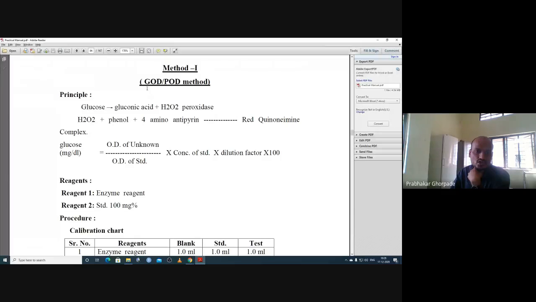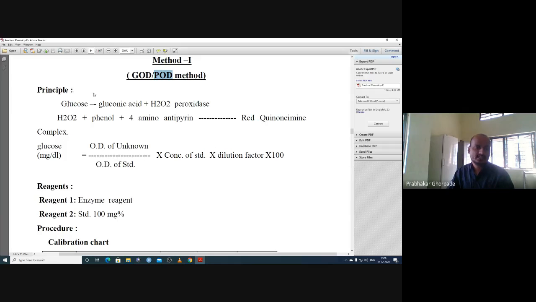This is the GOD-POD method. Ideally it should be pronounced GOD POD method, that is, the glucose oxidase peroxidase method. GOD stands for glucose oxidase and POD stands for peroxidase. Let's see where it is being used.